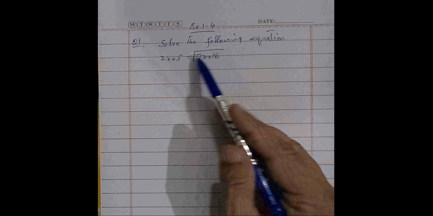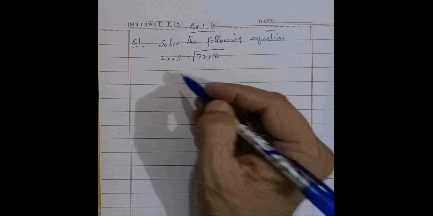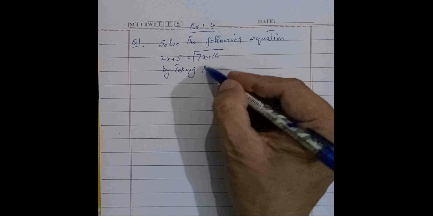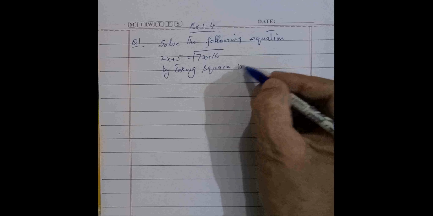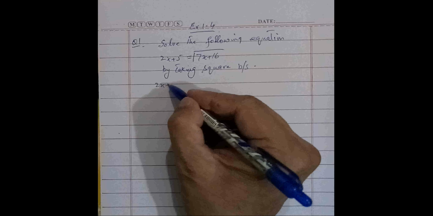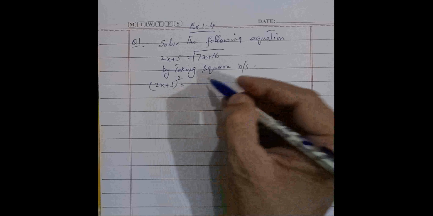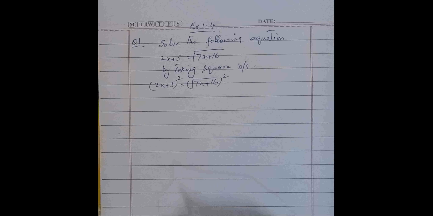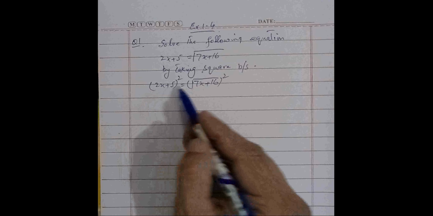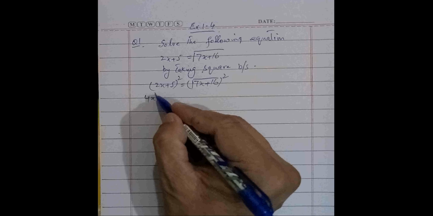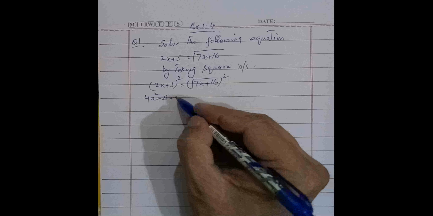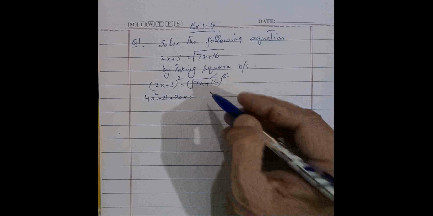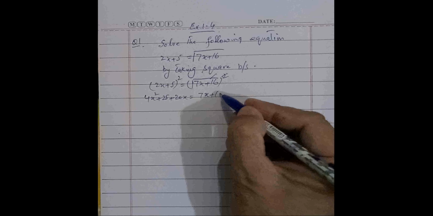Now to remove the square root, we first take the square on both sides. We get (2x plus 5) whole square is equal to (square root of 7x plus 16) whole square. On the left hand side, we take the square, we get 4x square plus 25 plus 20x is equal to, on the right hand side, square and square root cancel each other, we get 7x plus 16.